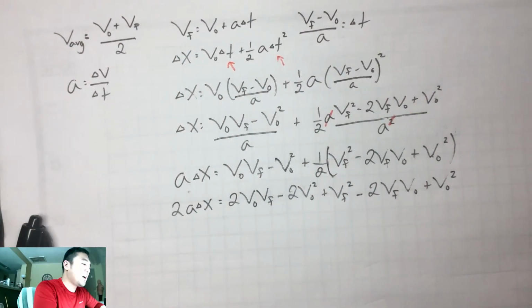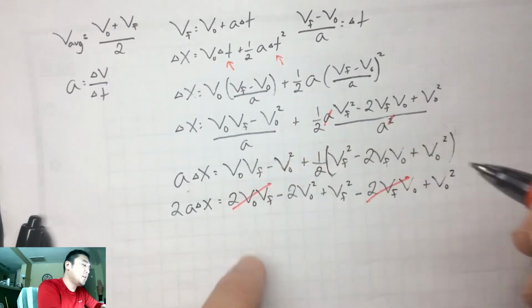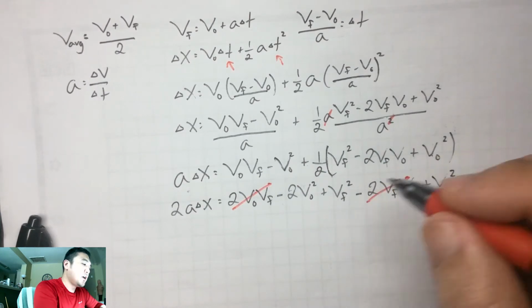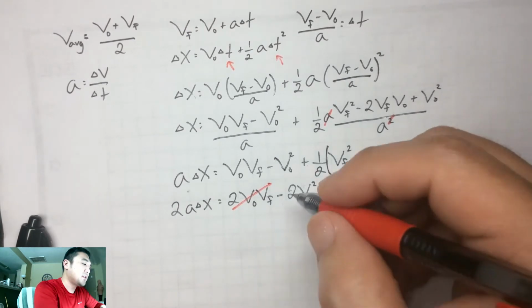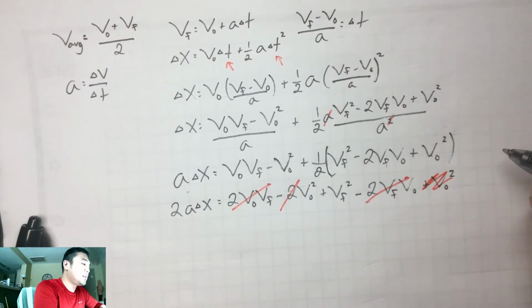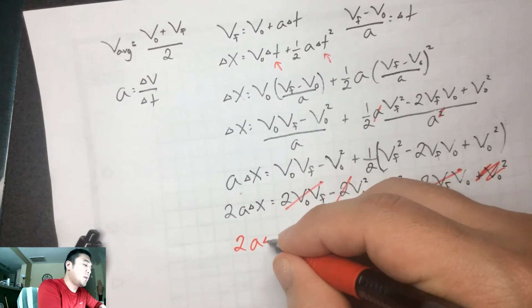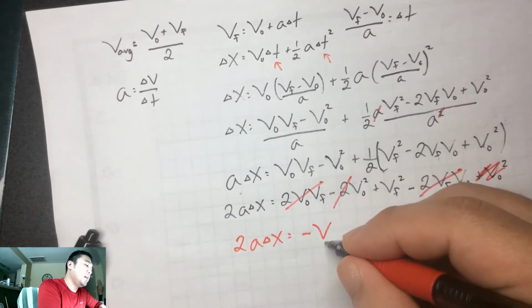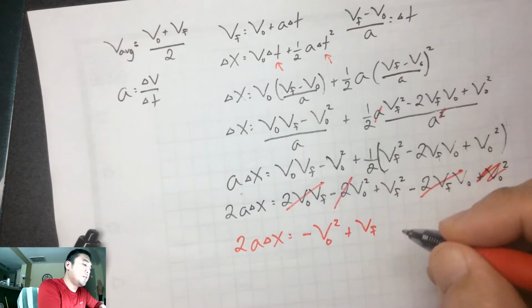And let's see what we have here. We got some minuses and some pluses there, so we can get rid of that. We can get rid of this. We've got VF and two V naughts and one V naught, so let's get rid of this one and get rid of this thing. And let's clean this thing up. We've got the following. 2a acceleration change of position is equal to negative v initial squared plus final velocity squared.